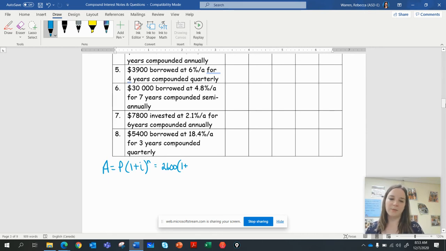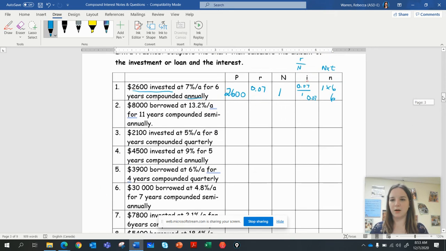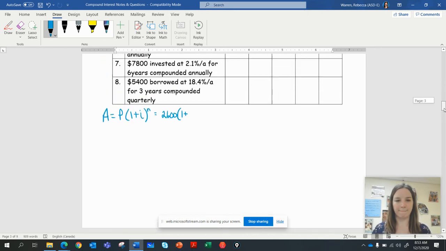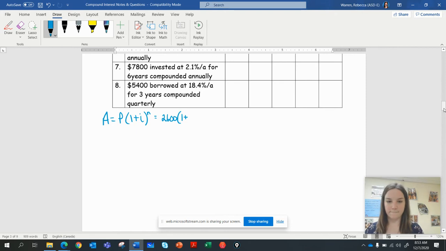And then the next part of the formula is i. So that was our answer for when we did R divided by N. So it's our answer to this column here, the i. So 0.07. And then to the power of N, so that was our answer to the last column, which was 6. So that simplifies to 2,600, 1.07 to the power of 6.